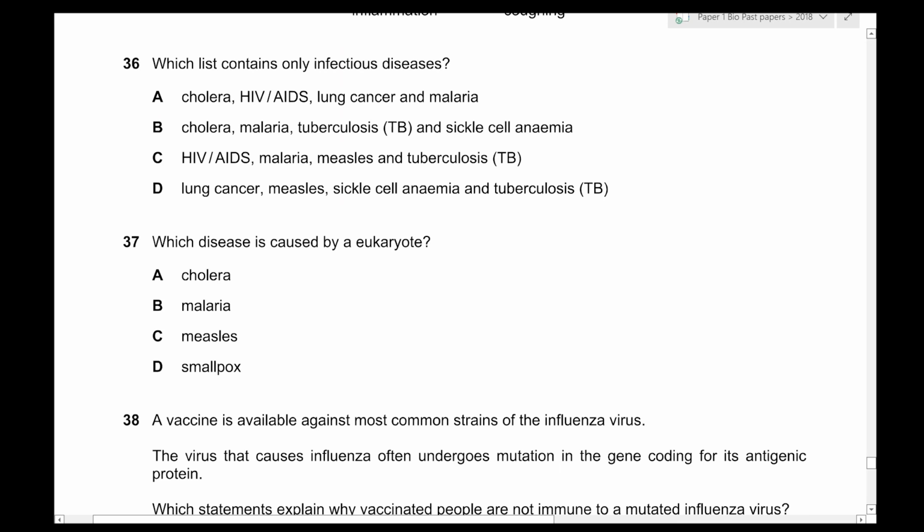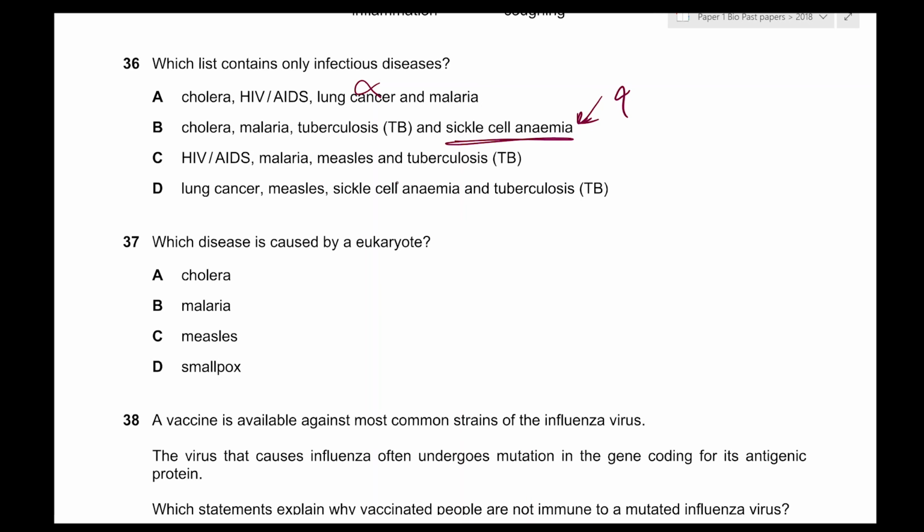Number 36. Which list contains only infectious diseases? So, cholera, HIV, lung cancer. Lung cancer is non-infectious. This is incorrect. B. Cholera, malaria, tuberculosis, and sickle cell anemia. Sickle cell is genetic, where the CTT codon is replaced with the CAT codon. Therefore, this is incorrect. C.